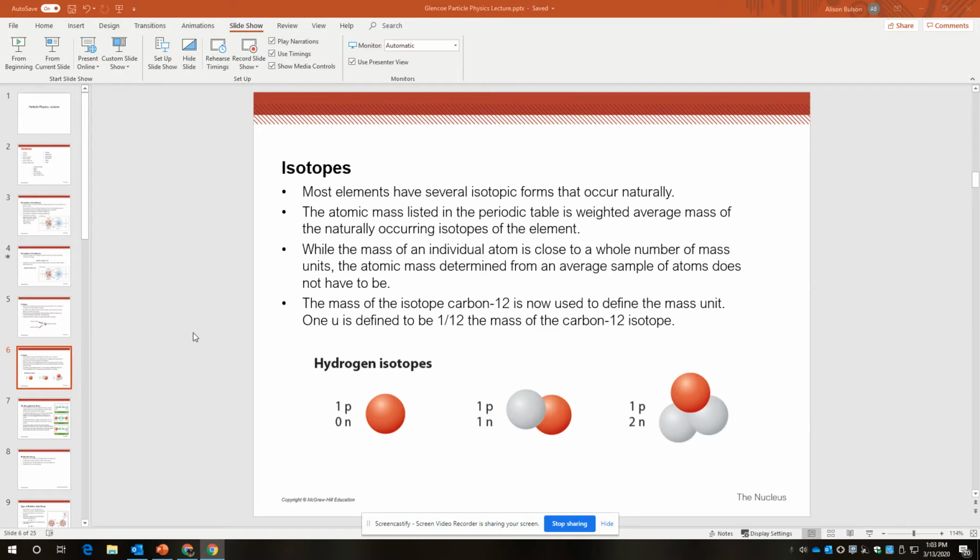So the mass of isotope carbon-12, so that's carbon with 6 protons and 6 neutrons, the most abundant version of carbon on Earth, is now used to define the mass unit. And one mass unit is defined to be 1/12 of the mass of the carbon-12 isotope.